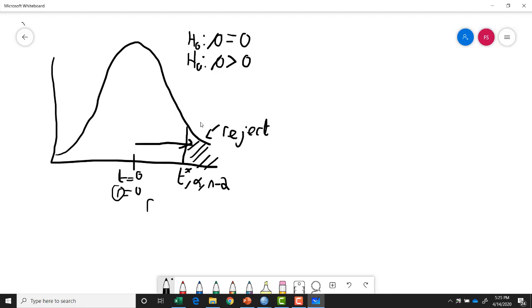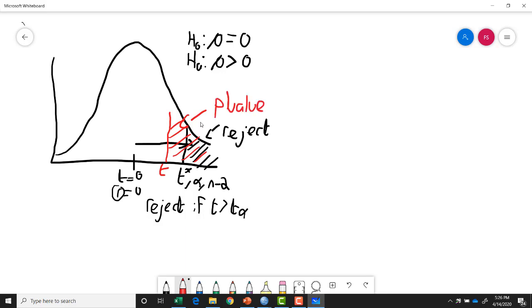So we're going to reject if my T is greater than T alpha. But imagine we're here. So imagine this is my T. This is going to be the area more extreme. This is my p-value.